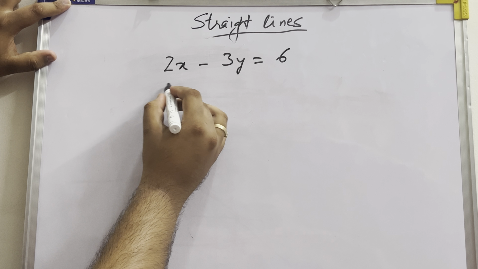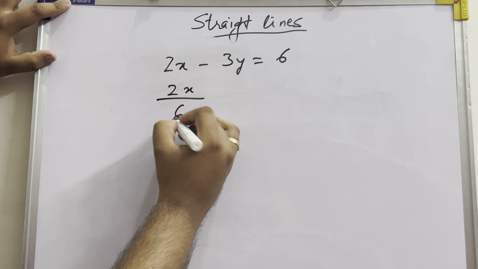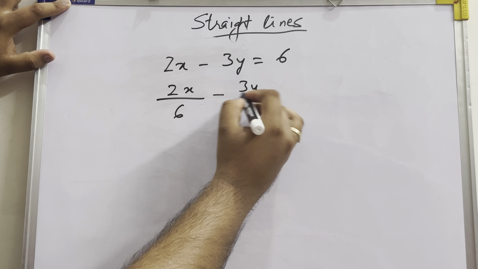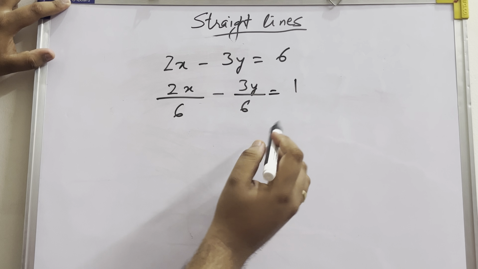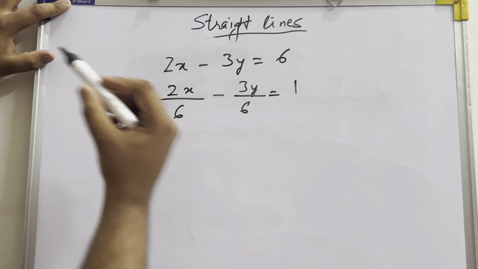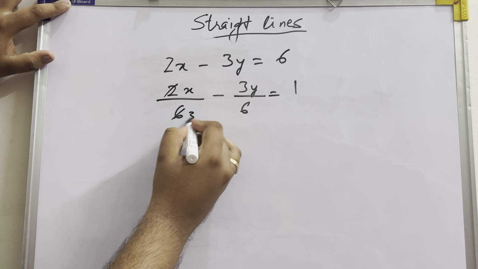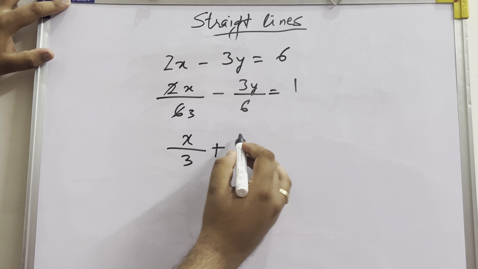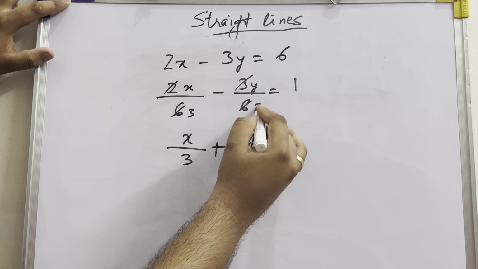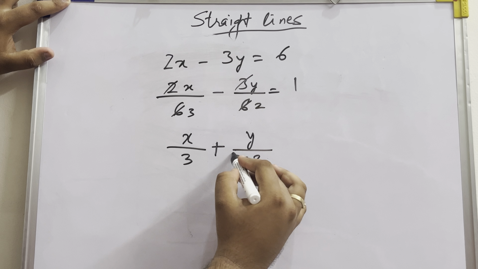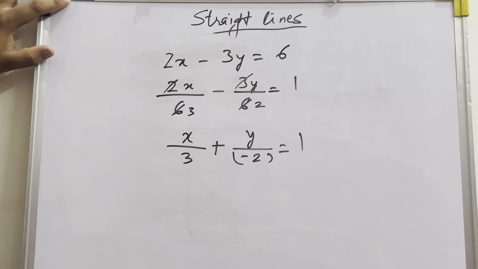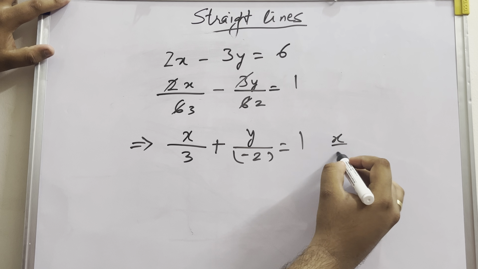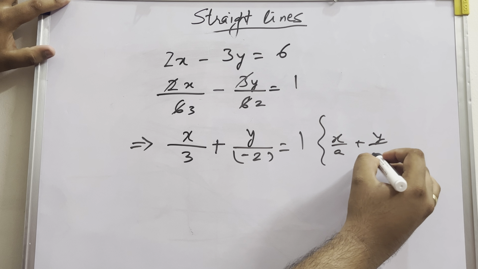What will you do? You can write 2x by 6, just taking 6 below here, minus 3y upon 6 equals 1. So this one has formed, x, this cancels, this becomes 3. So this is x by 3. Let me make this plus. If I make this plus, this 3 will cancel, this becomes 2. So I can write this as y by minus 2 equals 1. So I can write this equation like this. Now you can clearly see this is in the form of x by a plus y by b equals 1.